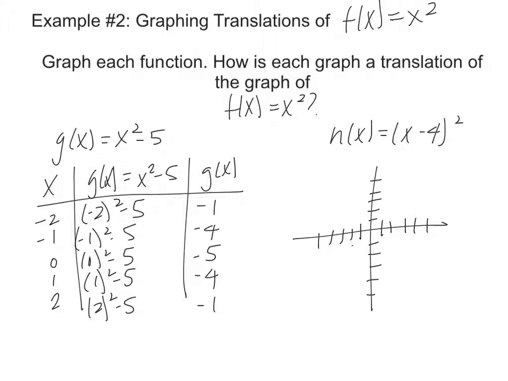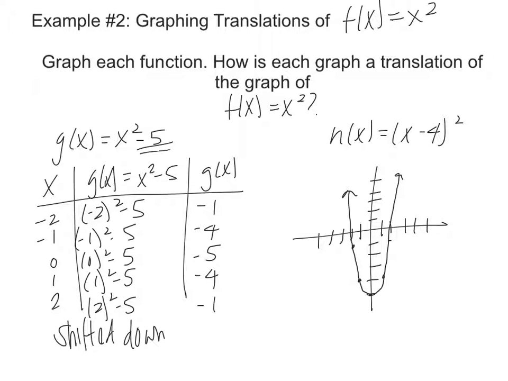Okay, -2, -1 is here. -1, -4 is a little lower. 0, -5 is even lower. 1, -4, and 2, -1. Okay, so what we notice here, as far as our translation, is that our graph has been translated down. It has been shifted down, and specifically it's been shifted down 5 units. So 5 units. All right.